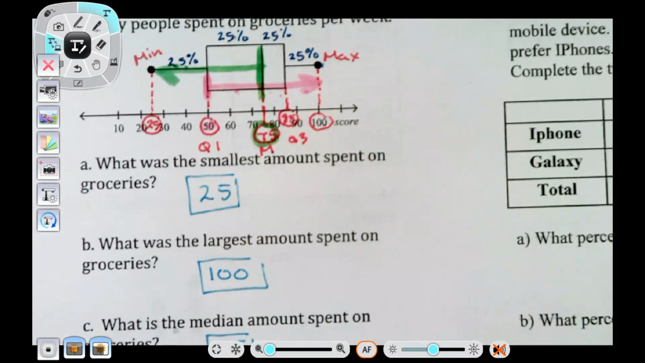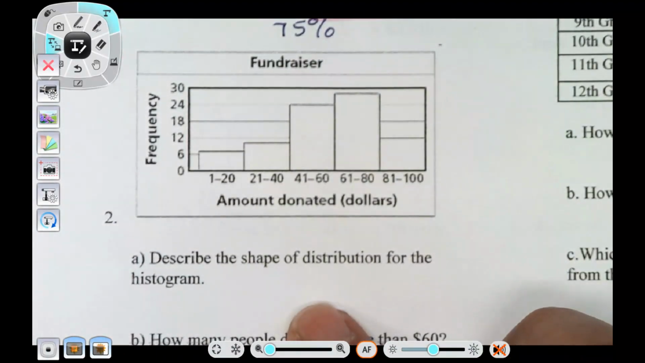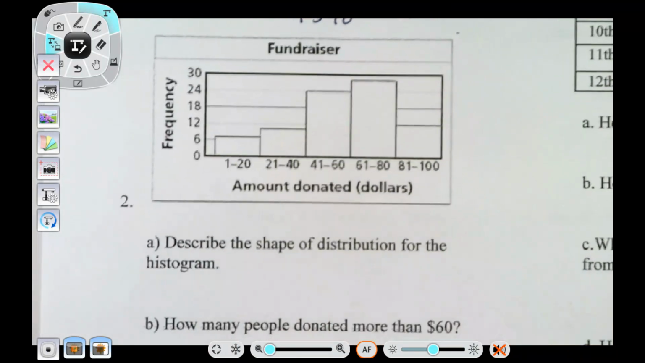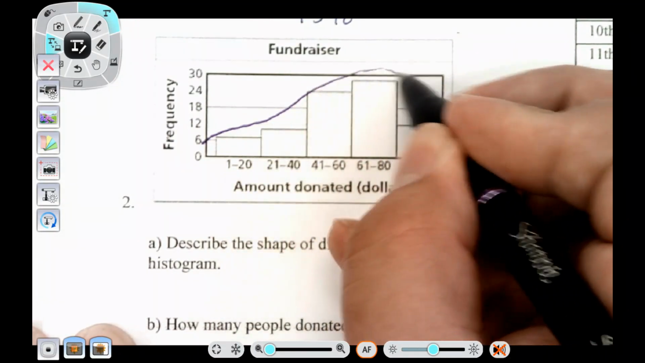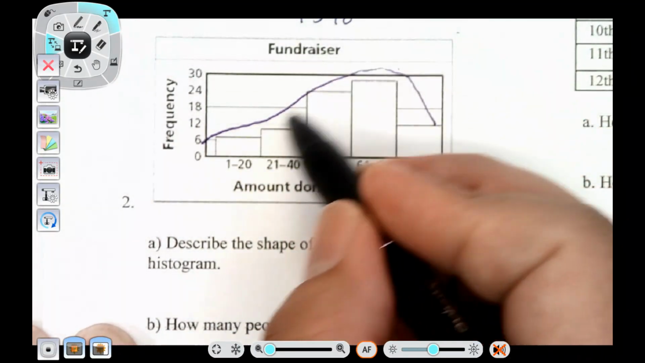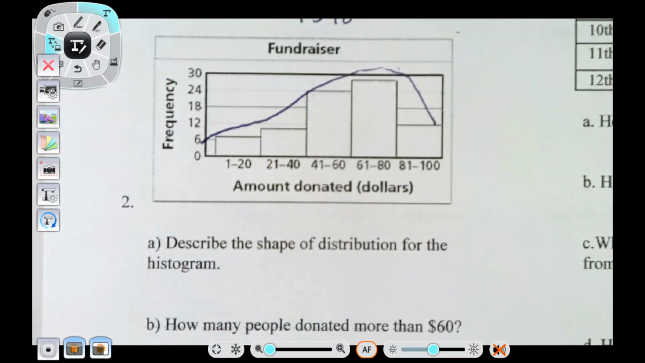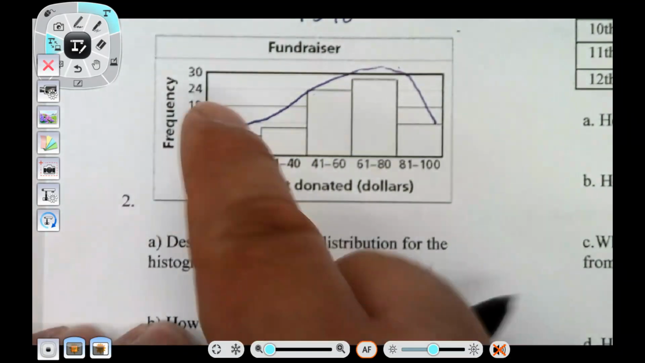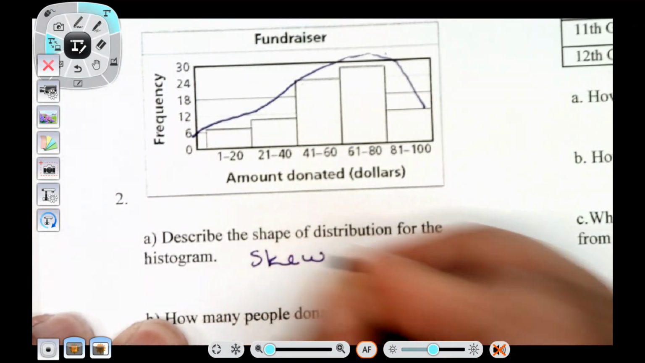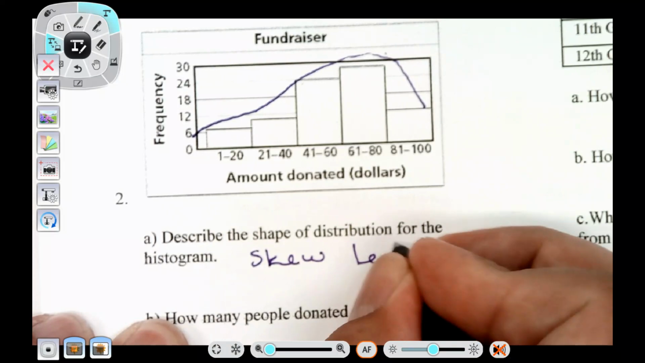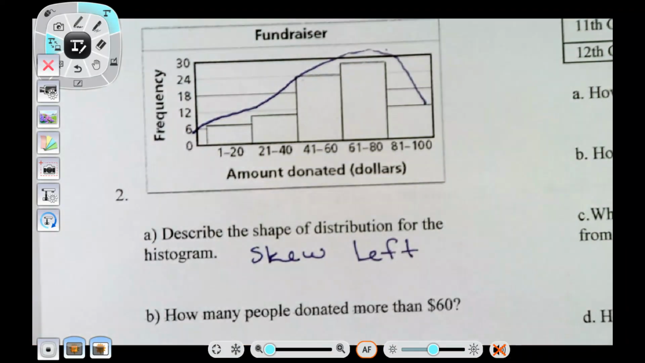Now, question number two says, describe the shape of the distribution for this histogram. Now notice, when I look at this histogram, if I were to kind of draw it, there's kind of like a little tail here towards the end, and the tail is on the left side. So when I'm looking at my word wall, when the tail is on the left, then we say it skews left because the tail end is on the left side. So we say skew left.